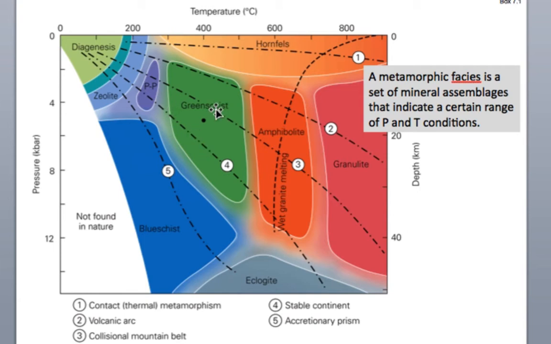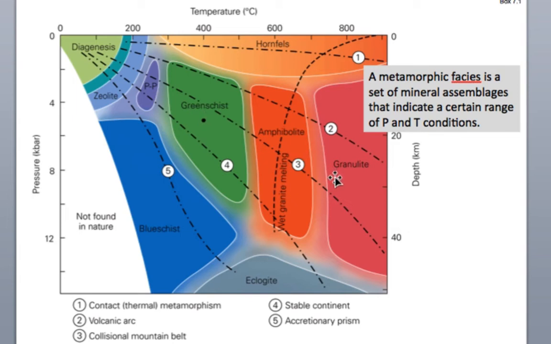So here number 4, number 3. Well, here number 4 is a stable continent interior and a collisional mountain belt. Like a convergent margin, right? And the next facies is just a little bit higher temperature than greenschist. The key thing you start seeing is hornblende crystals here, whereas in greenschist, you'll see chlorite and a mineral called actinolite.